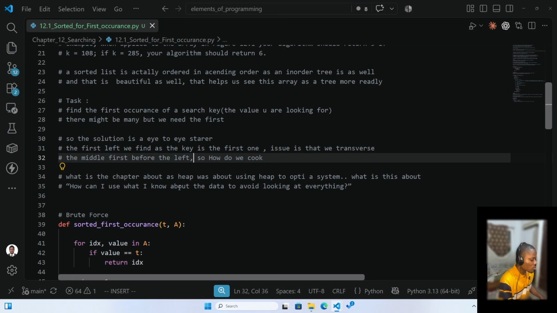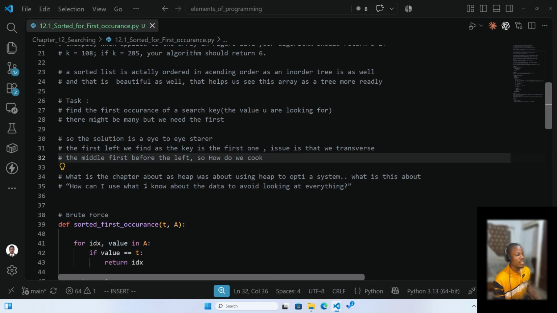So how do we cook? What is this chapter about? As the heap chapter was about using heaps to optimize the system, what is this chapter about? This is one of the questions I had earlier, and I saw that heaps solve this problem using just heaps. What is this chapter trying to solve, what is it imploring us to do? It basically says: how can I use what I know about the data to avoid looking at everything?